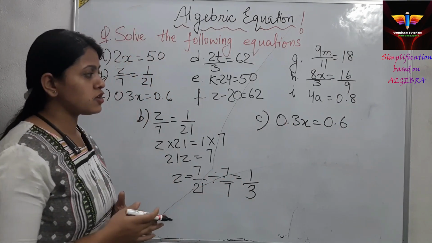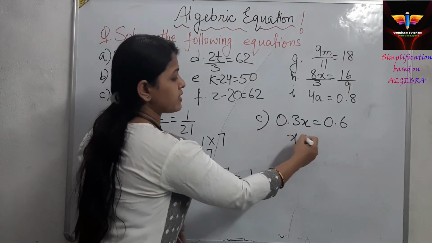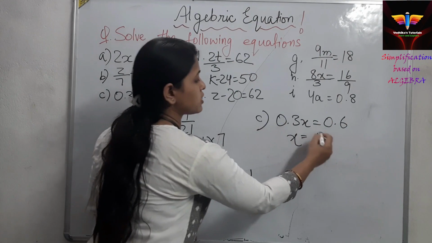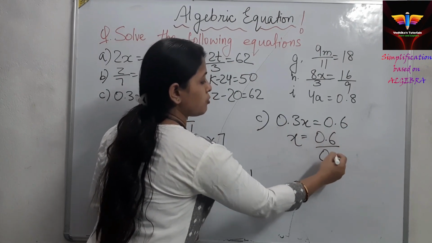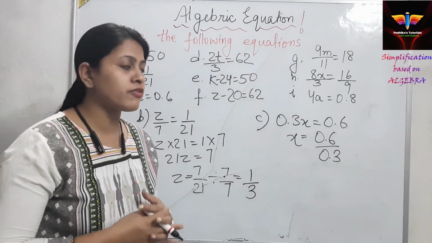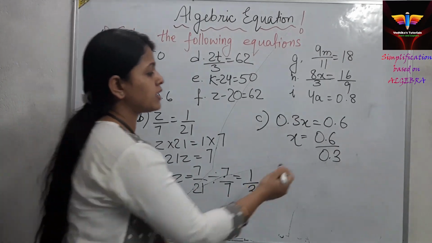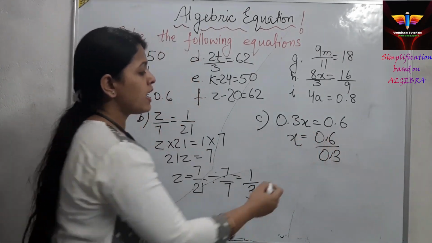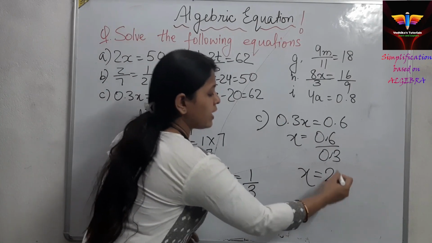Now let's see question number C, that is 0.3x is equal to 0.6. Now this is a question of decimals, so here we need to find the value of x, which is equal to 0.6 by 0.3. When we divide, there are the same number of digits after the point in both numerator and denominator. Now the point will get cut out and the value of x will be 2.